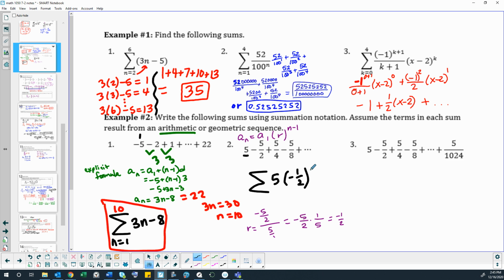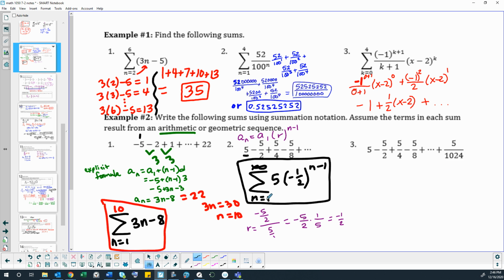I left this in the middle. I have to have an exponent of n-1, and then this is going to go from n equals 1 from our first term to infinity. So that's where we end. That's our sigma or summation notation for this problem. We're not actually finding the sum yet.